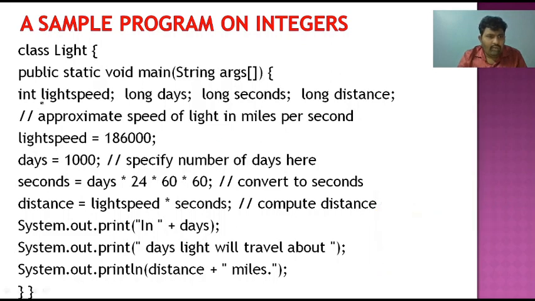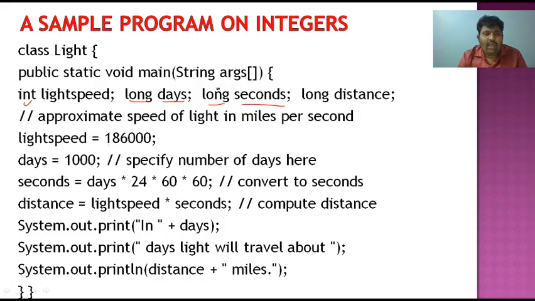I have declared one variable, light speed, as an integer, and I declared the days variable as long type, and the seconds variable as well; why I required a long, I will tell you. Here I assign light speed equal to a value, 186,000, and days equal to 1000. Now I calculate seconds as days into 24 into 60 into 60. This 186,000 value is multiplied by 24 and so on, and I get a big number beyond the integer capacity. That's why I made my seconds variable a long variable.